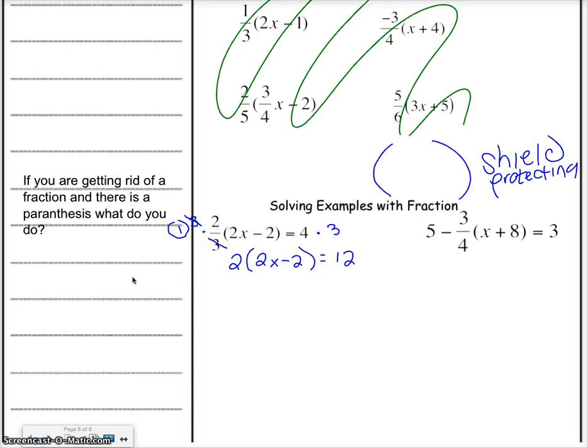I just want you to visualize that parentheses are a protector. They're protecting whatever is inside. So when you start multiplying through, it's protected. You can't get to it.